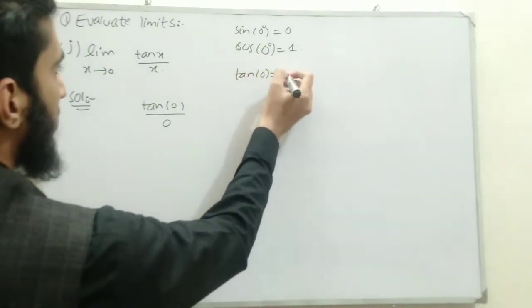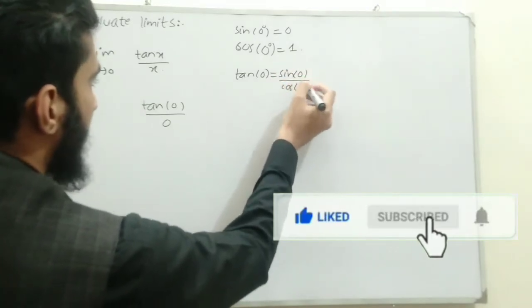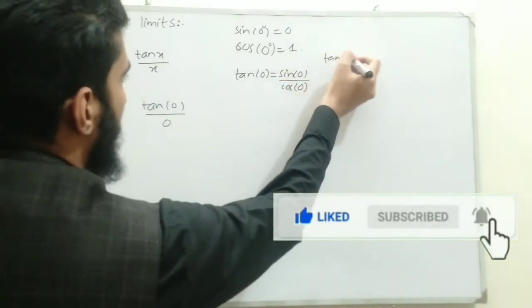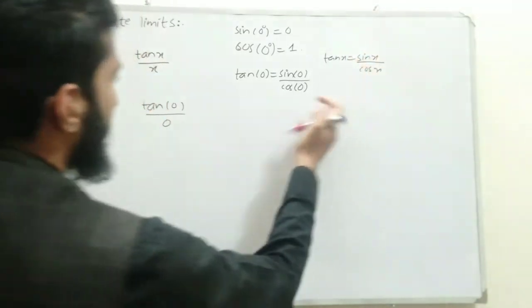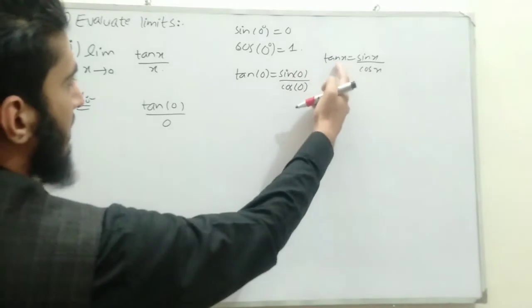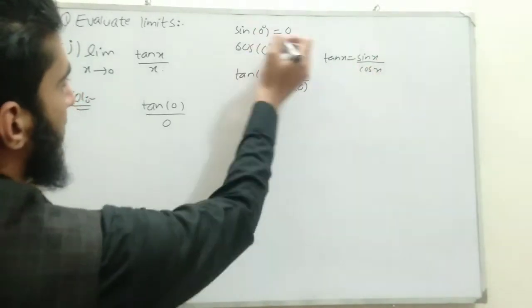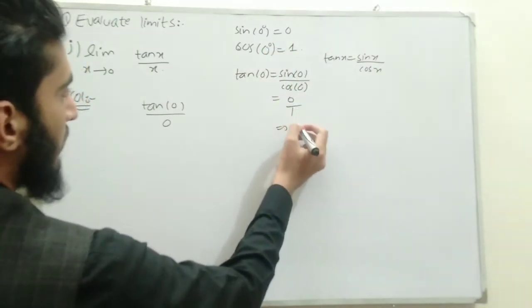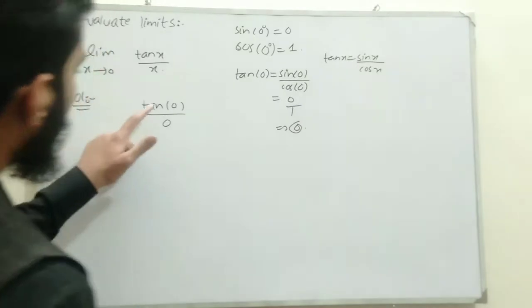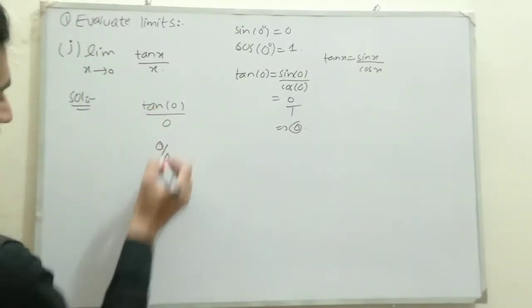So tangent 0 will be equal to sin 0 divided by cos 0, according to the formula of tangent x, because we know that tangent x is always equal to sin x divided by cos x. So just put the value of x as 0 here. It becomes tangent 0 equals sin 0 by cos 0. We already found the value of sin 0 is 0, divided by cos 0 which is 1. So 0 divided by 1 gives us 0. So the value of tangent 0 is 0, and in the denominator we also have a 0.